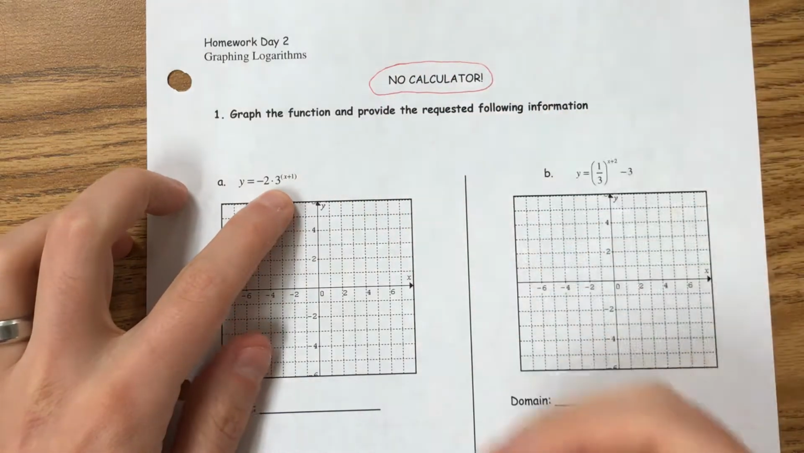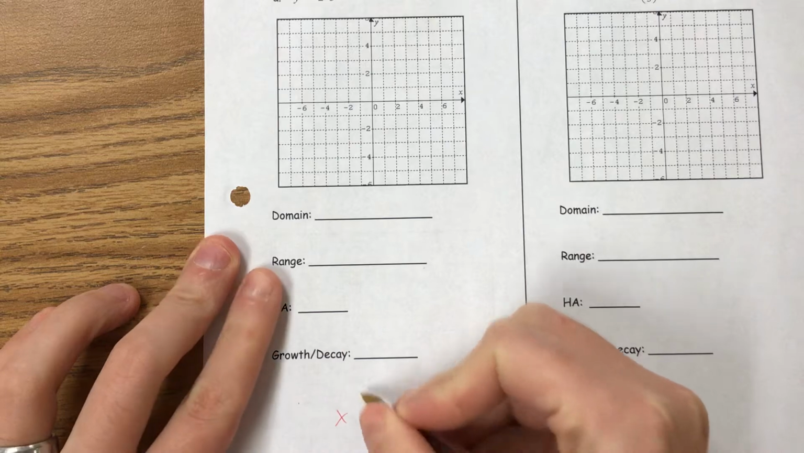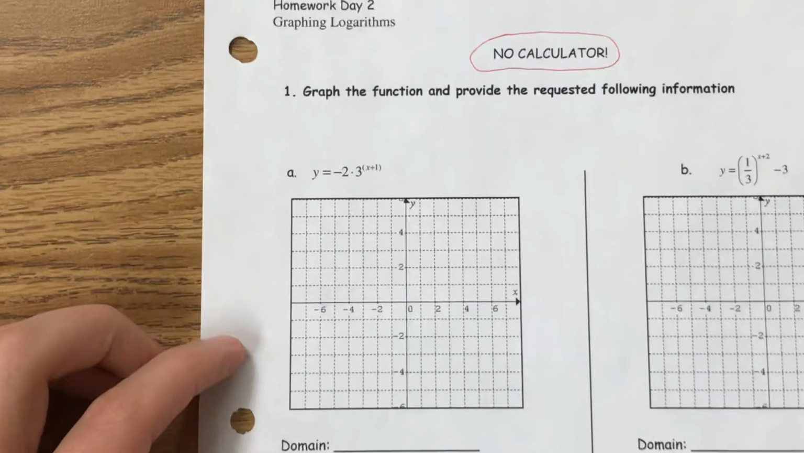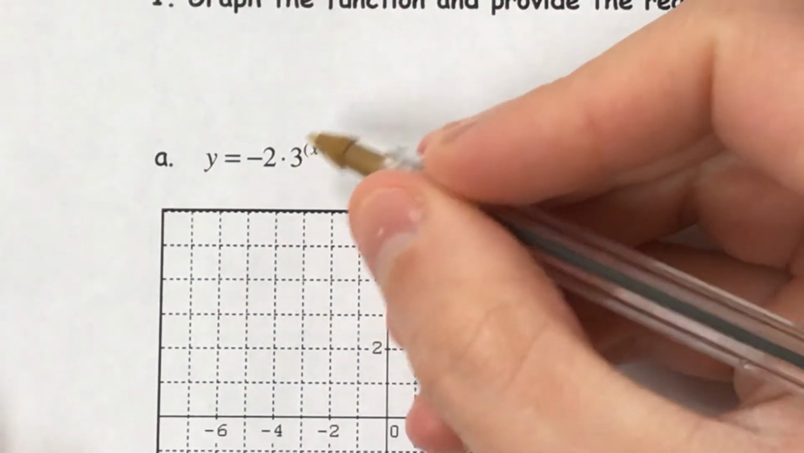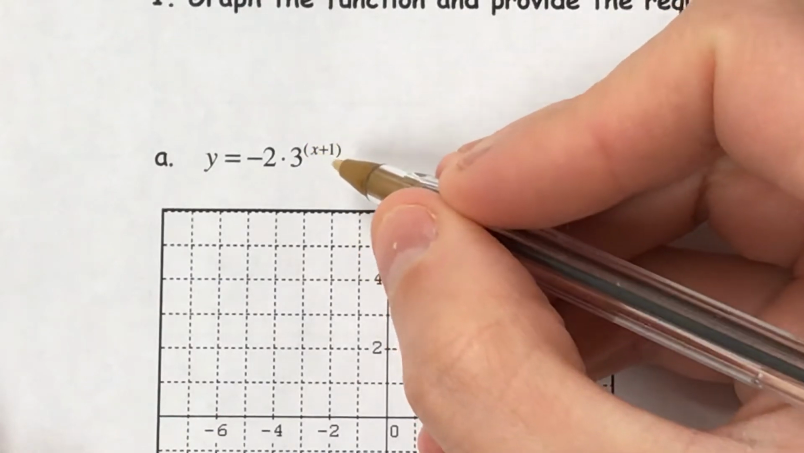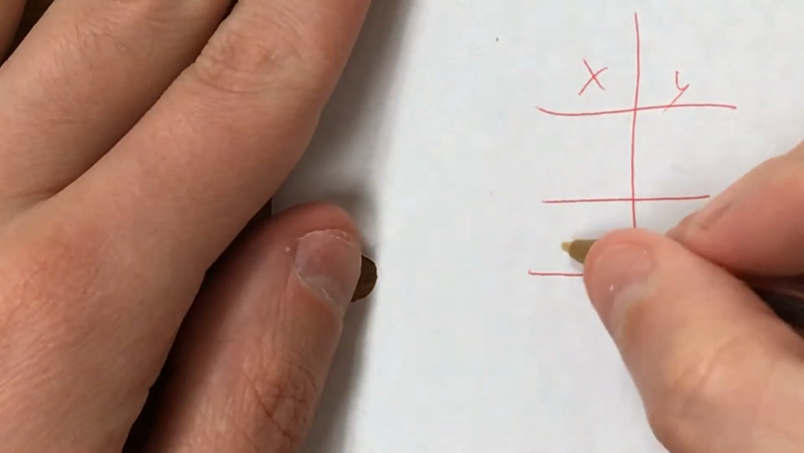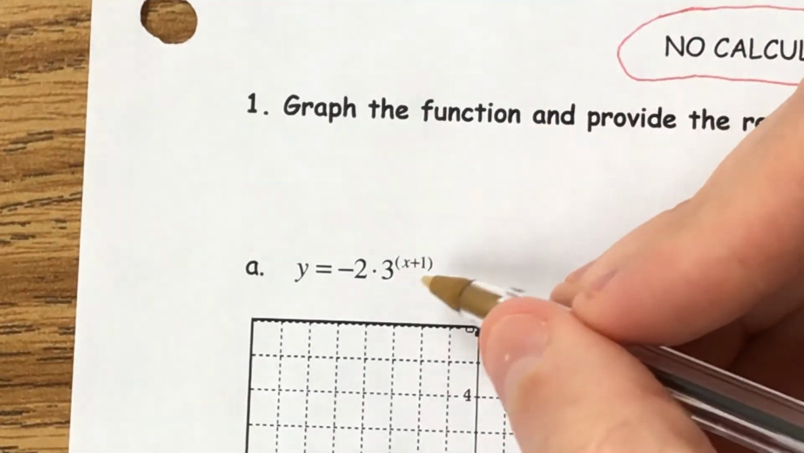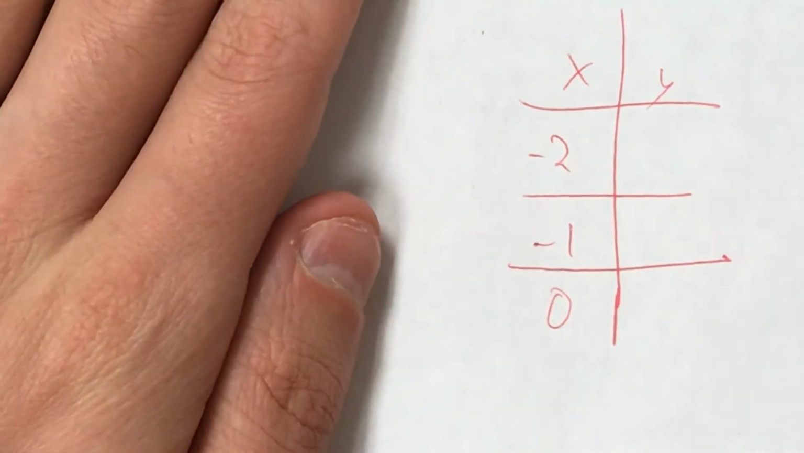And the way you make a table, I'm just going to do some space down here. When you make a table, you need at least 3 points, and the best points to use are the ones that would make this exponent 0 or 1 or -1. So like here, if x was -1, the exponent would be 0. So in my table, I want -1 to be my middle value. After that, you can just do 1 above and 1 below. And those are the x values we'll use.